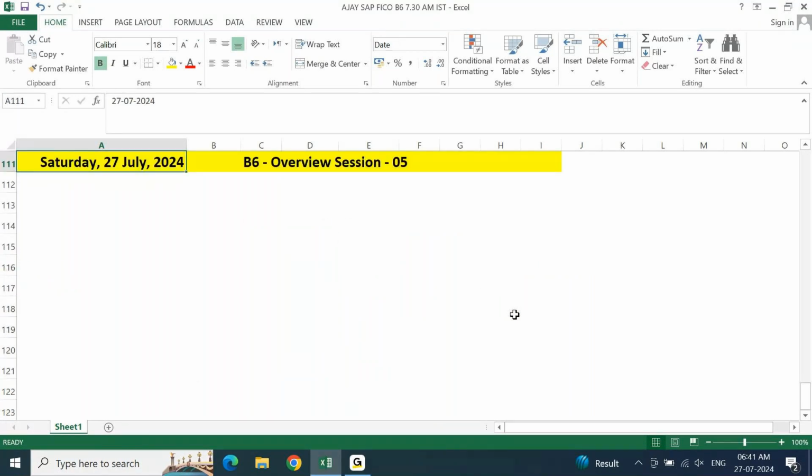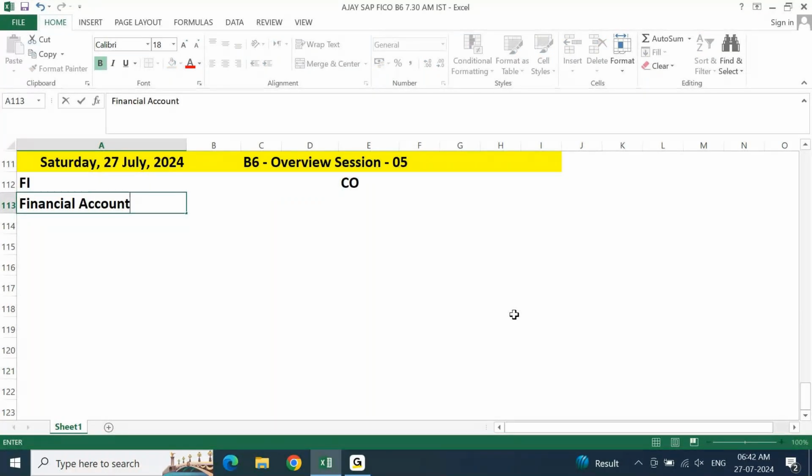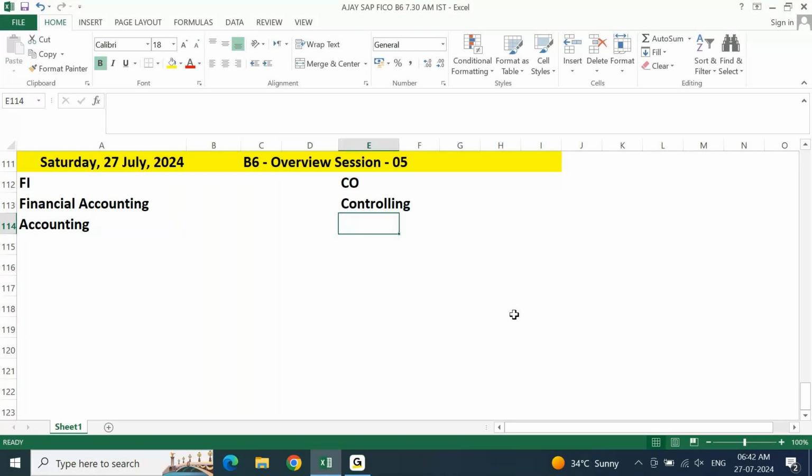And from the above extract, we were talking about two specific modules here. First one is your FI, second one is your CO. When you're talking about FI, we are specifically representing the financial accounting module. Similarly, when we're talking about CO, we are representing the controlling module. FI is nothing but financial accounting. This is in short your accounting. Controlling is nothing but cost and management accounting.